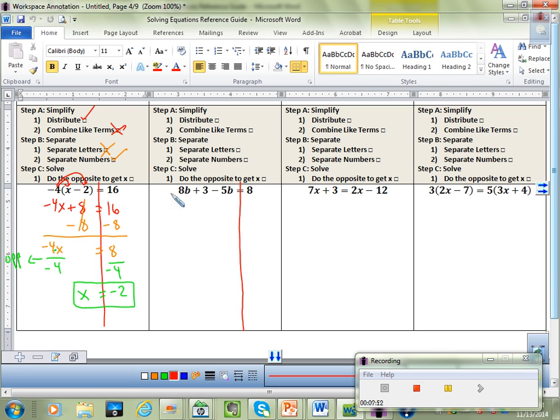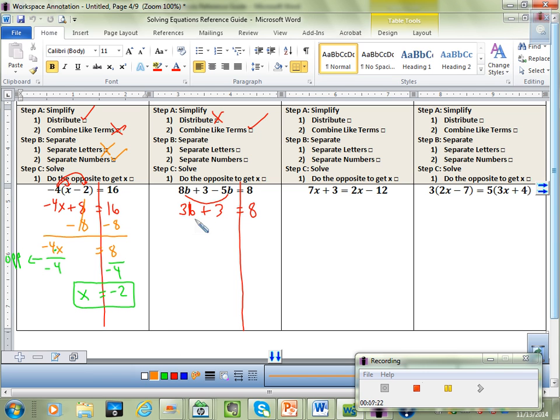Next one. Is there a grouping symbol for you to distribute? No. Skip. Do I have like terms on the left? Yes, I have the B's here, right? 8B, 8 bags of candy minus 5 bags of candy makes how much? 3 bags of candy. Did anything happen to the 3? No. So bring it down. That's a B, not a 36. So 3B plus 3 equals 8.